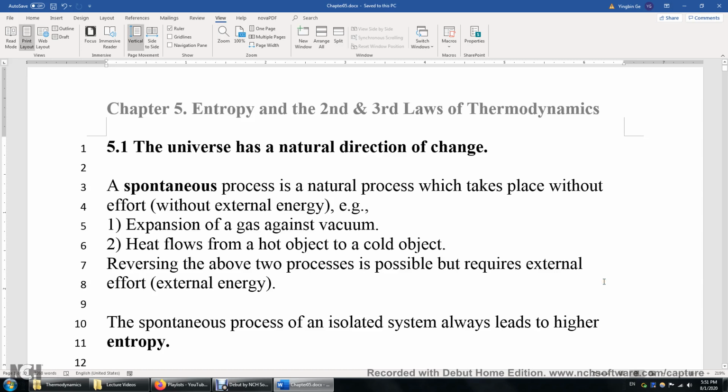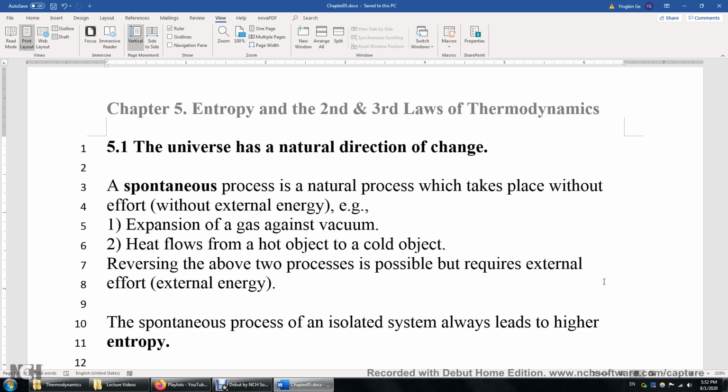This is Physical Chemistry, Part 1, Thermodynamics, Chapter 5, Entropy and the second and third laws of thermodynamics. Section 5.1, The universe has a natural direction of change. A spontaneous process is a natural process. It takes place without effort or without external energy.